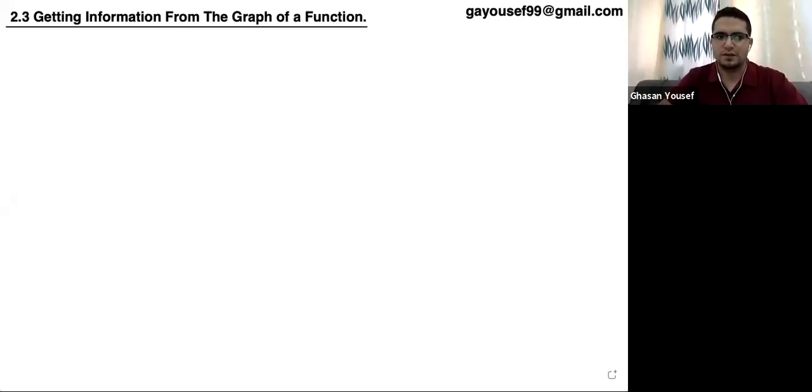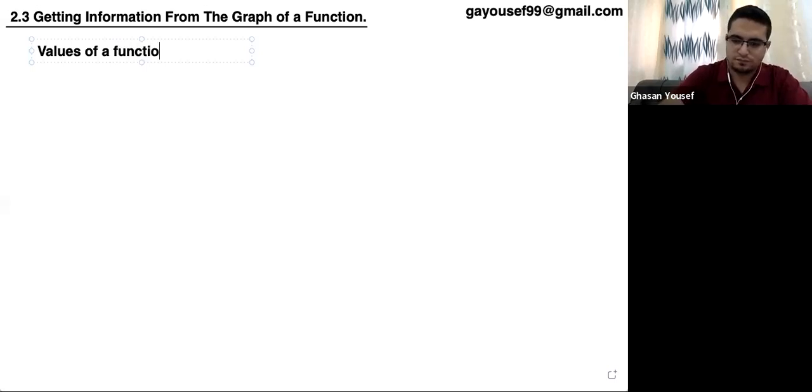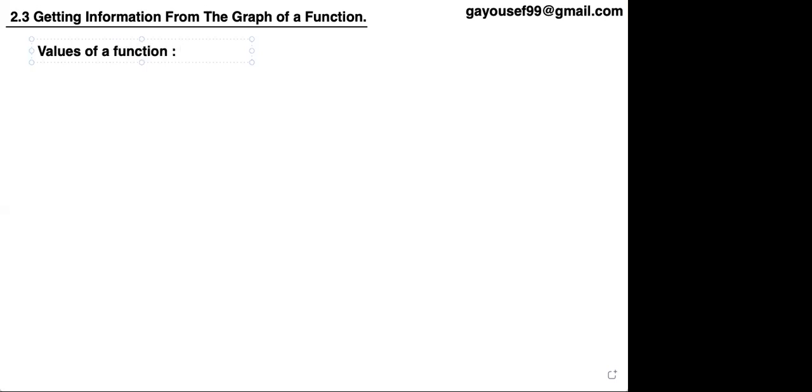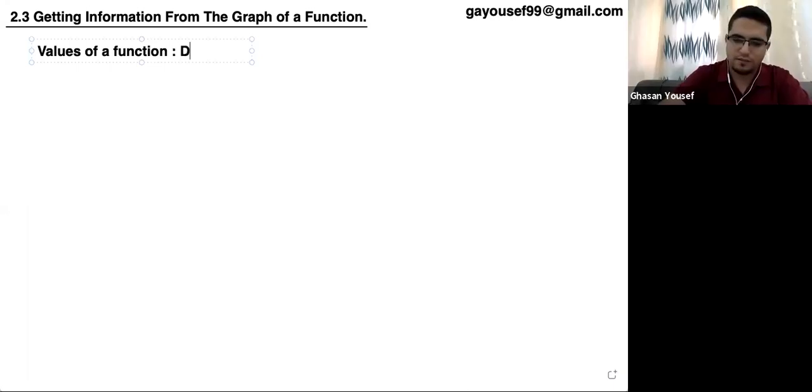Hello everyone. Today we're going over 2.3, getting information from the graph of a function. The first part in this section is about values of a function, focusing on the domain and range.